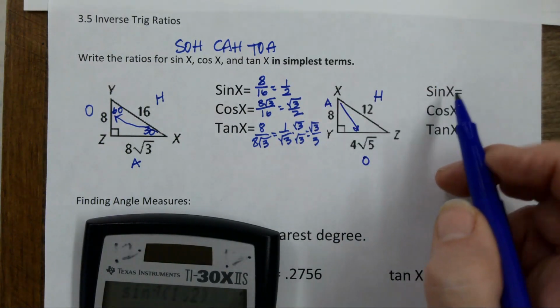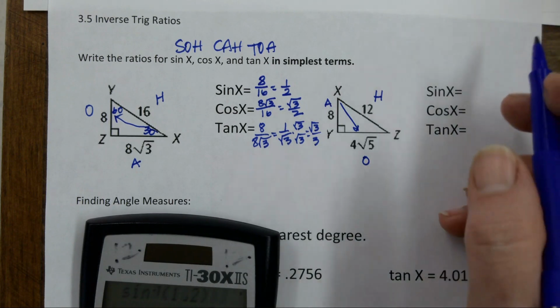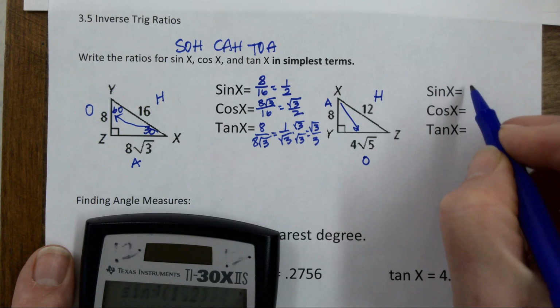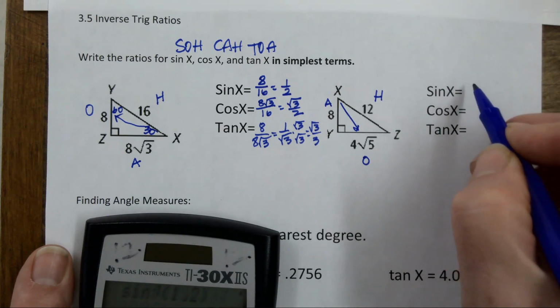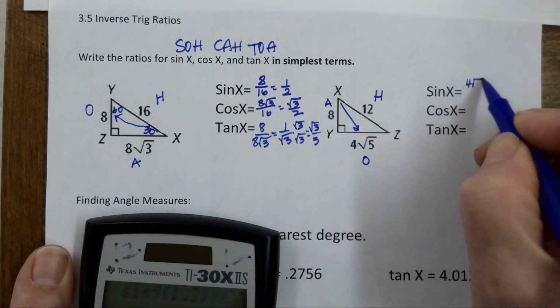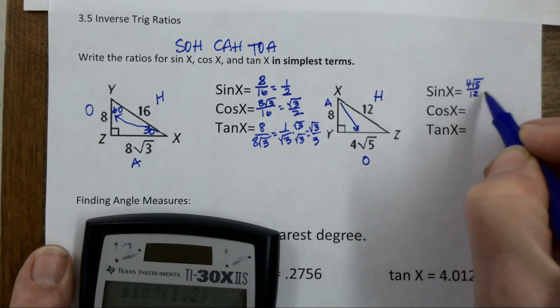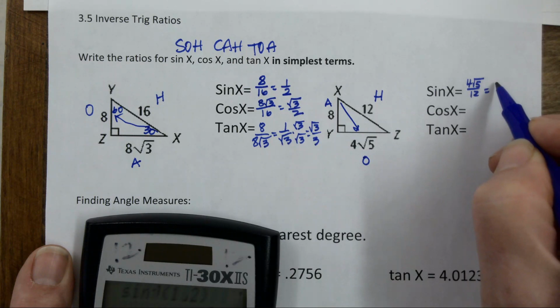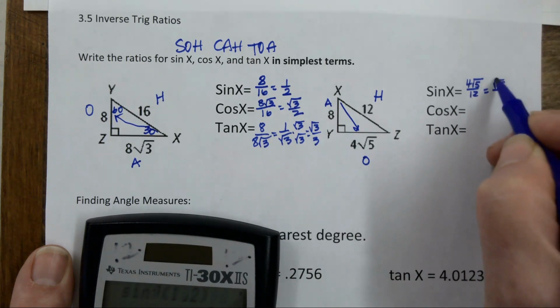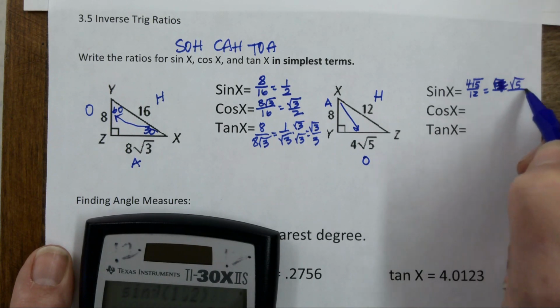What is the sine of x? Anybody? Yeah. 4 times square root of 5 over 12. Beautiful. Can we reduce that? Yeah. Okay. Square root of 5 over 3. Perfect. Let me rewrite that. Square root of 5 over 3.